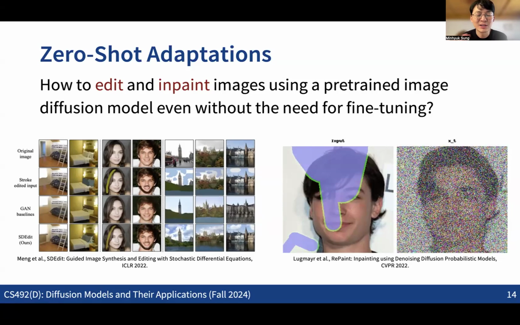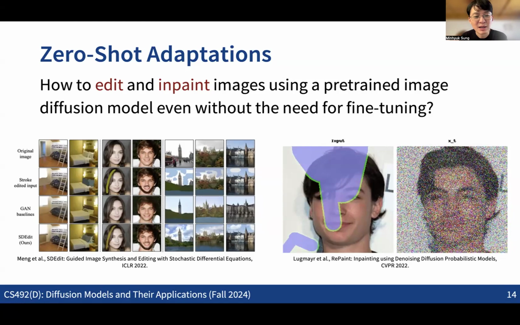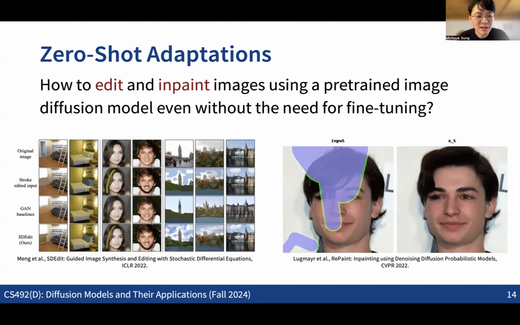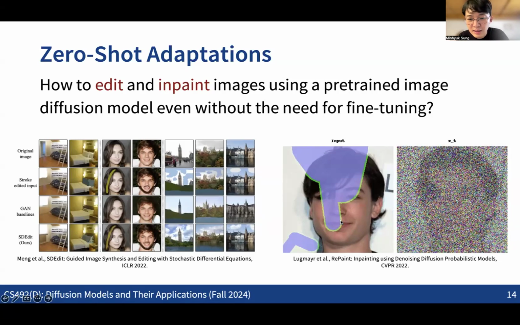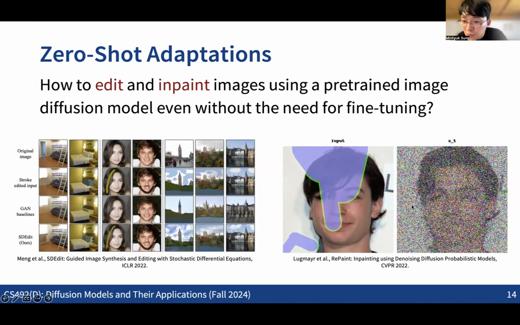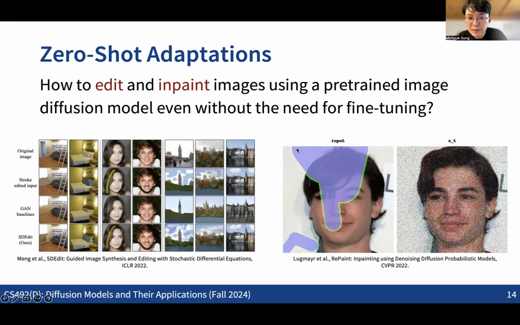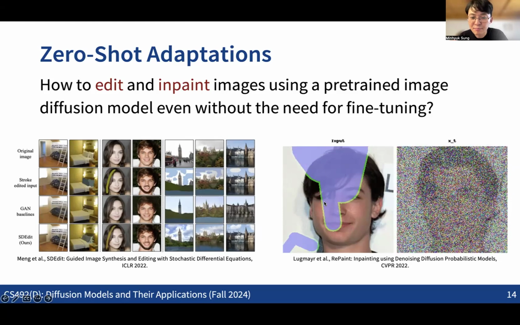What we are also going to discuss, from last week into next week, is solving some kind of inverse problems, and we're going to get into the ideas for that. One is inpainting, which is the case where we have a mask over the image that we want to fill in.